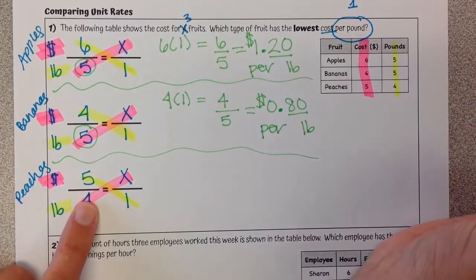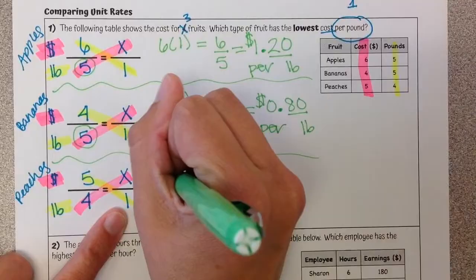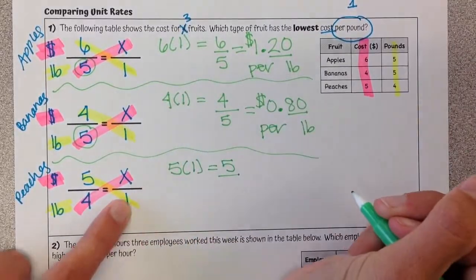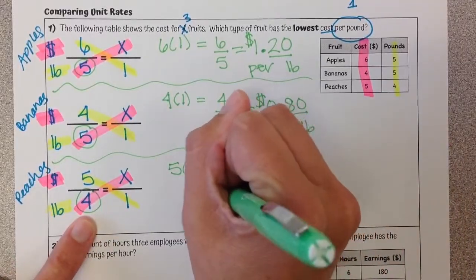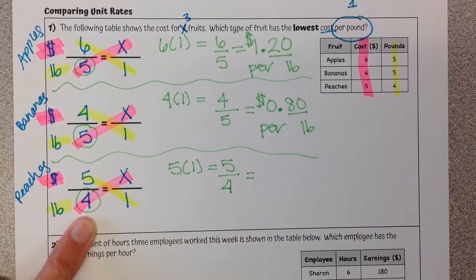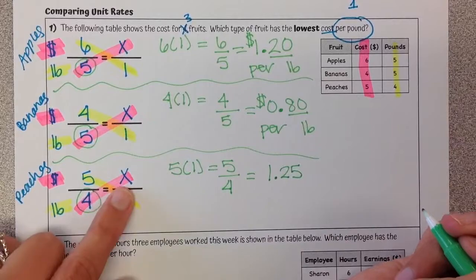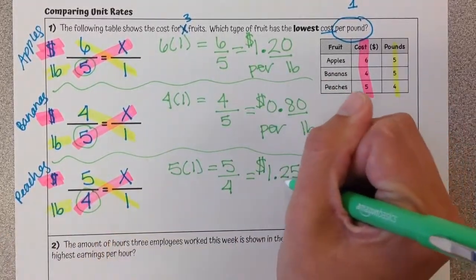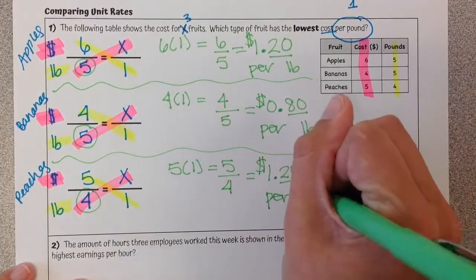And the last one, peaches. The diagonal with 2 numbers is also the yellow. I'm multiplying 5 times 1, which is 5. I'm dividing by the number that's in the same diagonal as the variable, so I'm dividing by 4. 5 divided by 4 equals 1.25. We were solving for money. This time I don't need to add a 0 because it already has 2 decimal places. So $1.25 per pound.